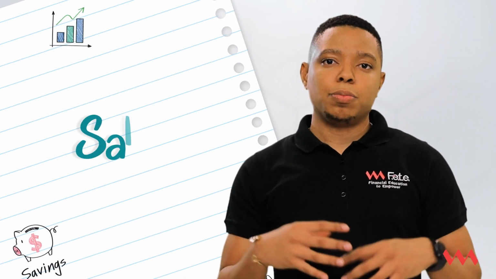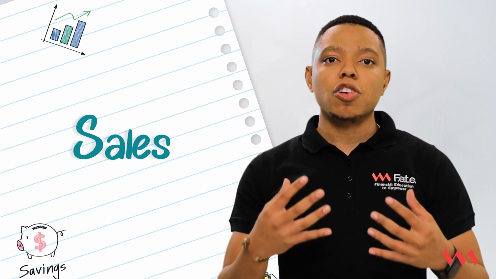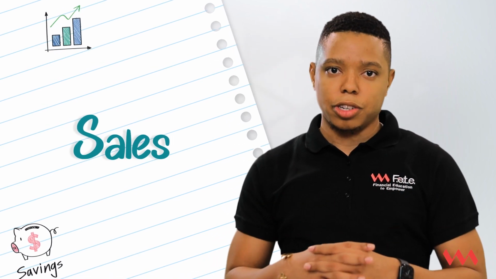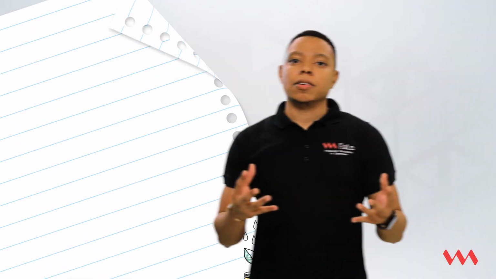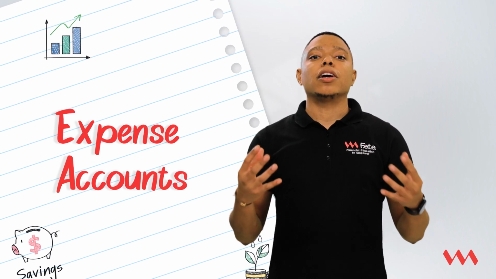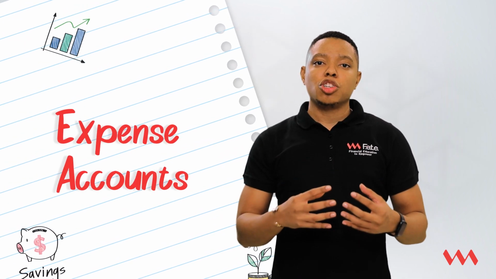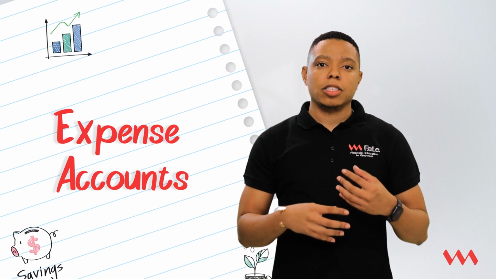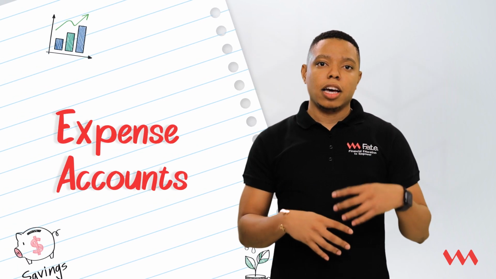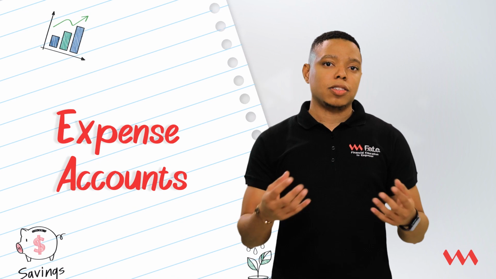Sales. Now this is pretty straightforward, guys. This is the income that you earn from selling your products or services. Expense accounts. These accounts record all of the expenses that your business incurs. Expenses should be divided into general types such as office expenses, rent, cost of goods sold, utilities, etc. So before I leave, I'm going to give you 5 tips for successful bookkeeping.